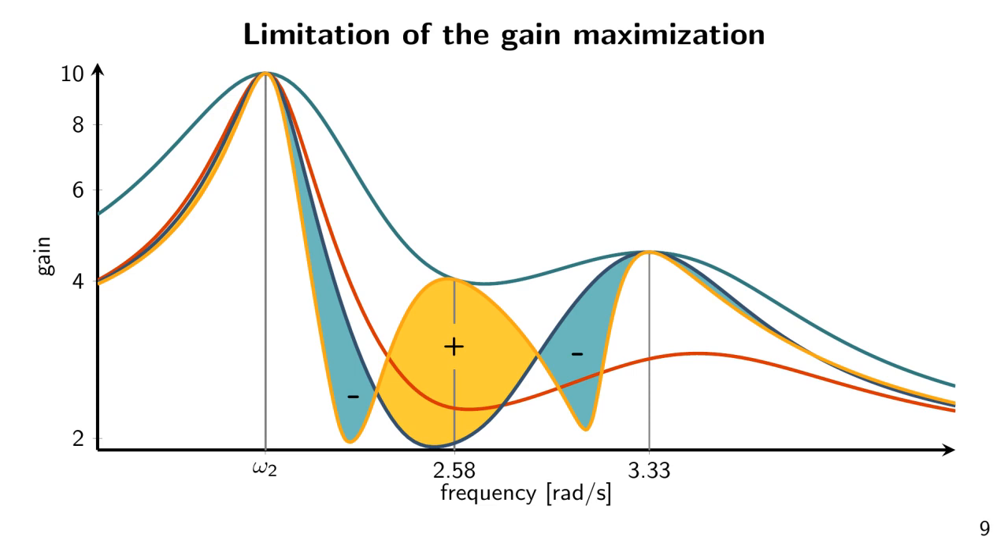This means that we can't simply construct an uncertainty to maximize the gain of the system at a bunch of frequencies and expect the gain to be large at all frequencies. In other words, adding new frequencies doesn't necessarily increase the H2 norm of the system.